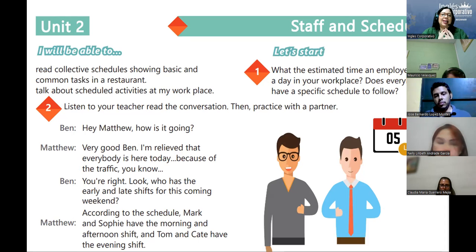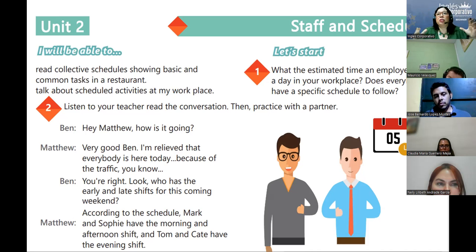Shift es el tiempo de trabajo, ¿verdad? Son las horas, el horario, digamos, disponible para trabajar. Okay, ¿qué sería en nuestro léxico? Turno, ¿verdad? Shift. Es el turno, because they are changing the schedules. It's not that they change the tasks. They do maybe the same thing, but in a different time, all right?